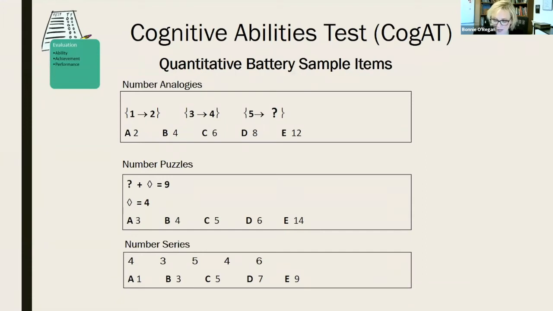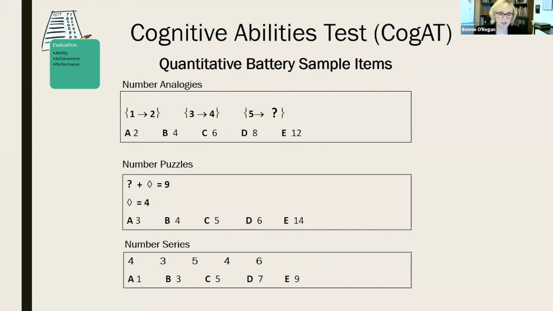We look at number analogies, 2 pairs of numbers, and determine the rule that the pairs follow, then apply that rule to the 3rd pair. In number puzzles, students are presented an equation in which elements are missing, and students must substitute in numbers for the missing elements to solve the equation. For the number series, each question contains a series of numbers that follow a pattern. First, students identify the rule that the numbers follow, then apply that rule to the next set.